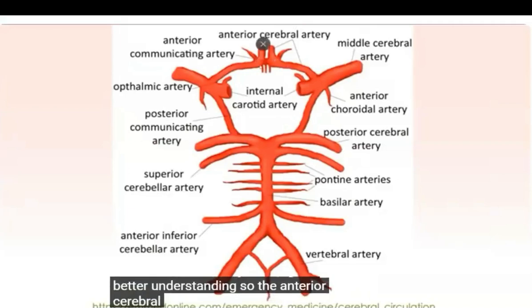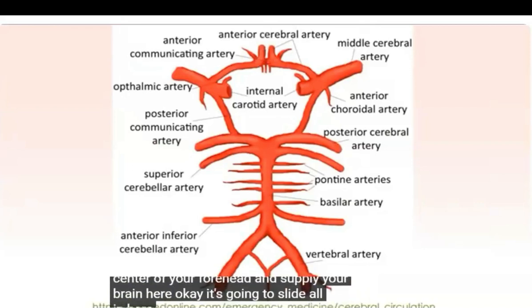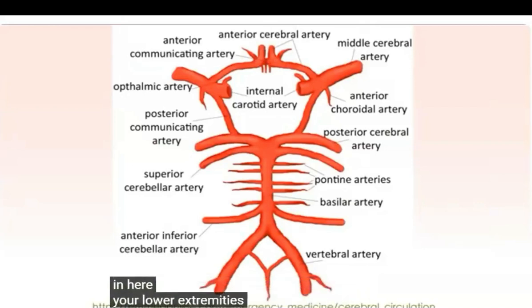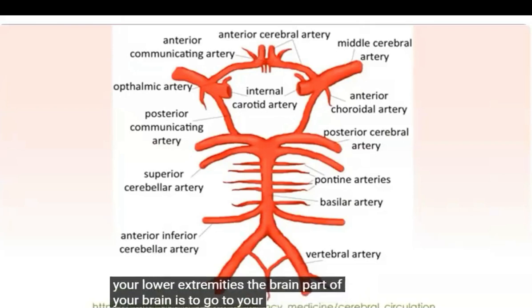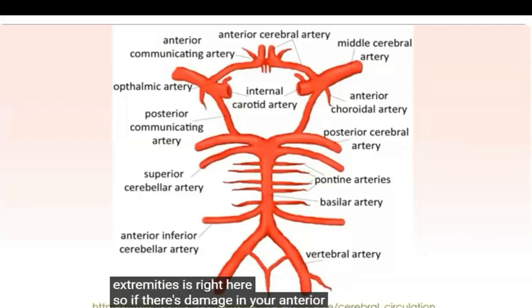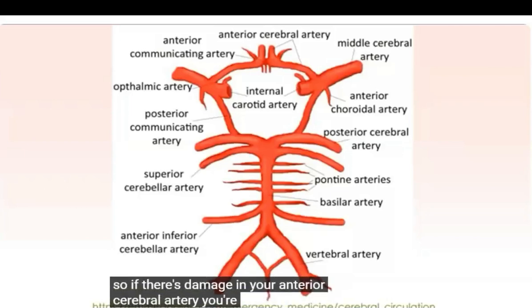So the anterior cerebral artery is going to come forward through the center of your forehead and supply your brain here. Okay, it's going to supply all in here. The part of your brain that's devoted to your lower extremities is right here. So if there's damage in your anterior cerebral artery, you're going to have leg deficits.